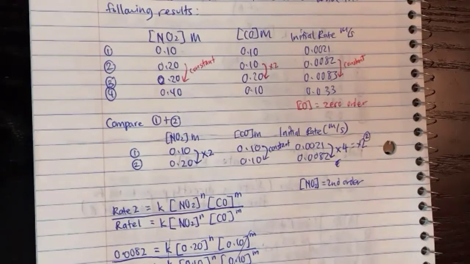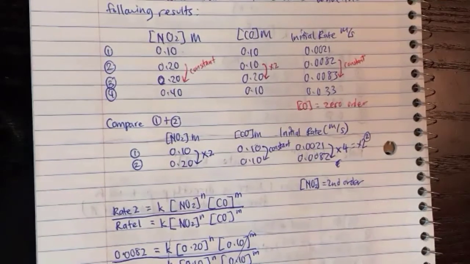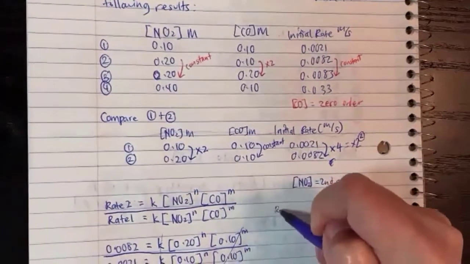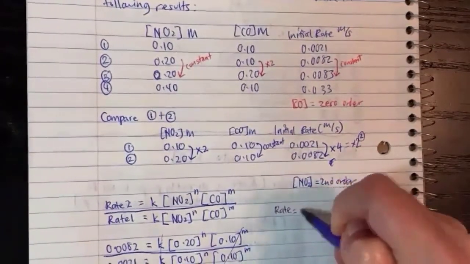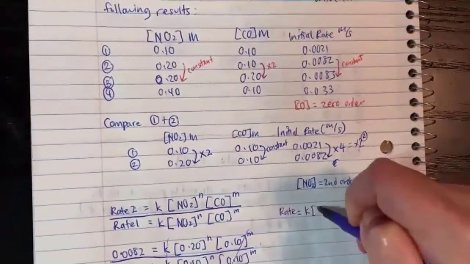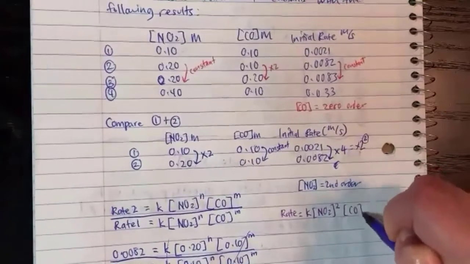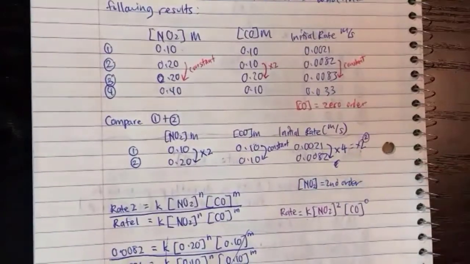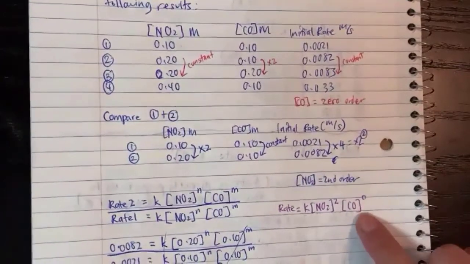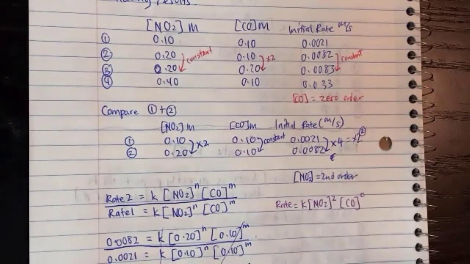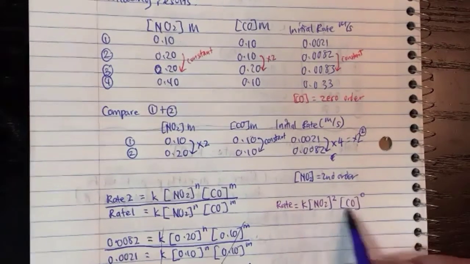Okay, so I'm going to go ahead and write out the rate law. What we do here: rate law is rate equals K, NO2 squared, CO to the power of 0. A lot of times if it's to the power of 0, they don't even write it anymore, because anything to the power of 0 is 1, so you don't even have to really write it. Okay, but that's the rate.